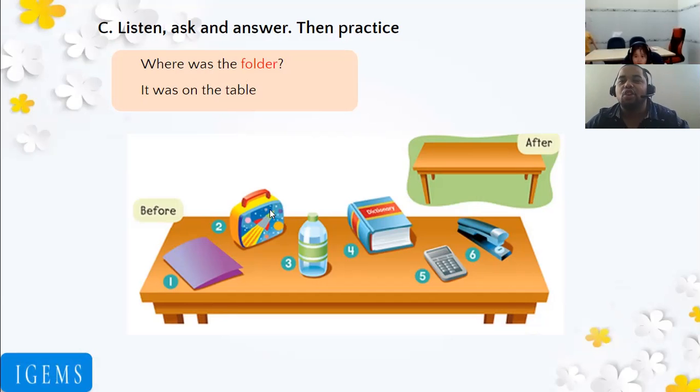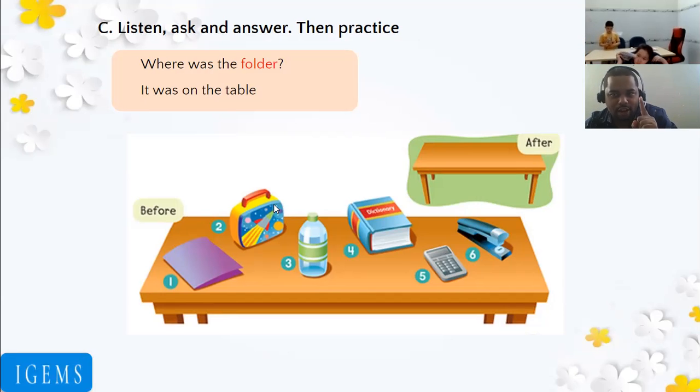Very good. You're going to say the name of that, all right? For example, if I ask you where was the folder, you are going to say the folder was on the table. And then I'm gonna tell you number two, where was the lunch box? And you're gonna say the lunch box was on the table. And then the bottle of water. Where is the bottle of water?